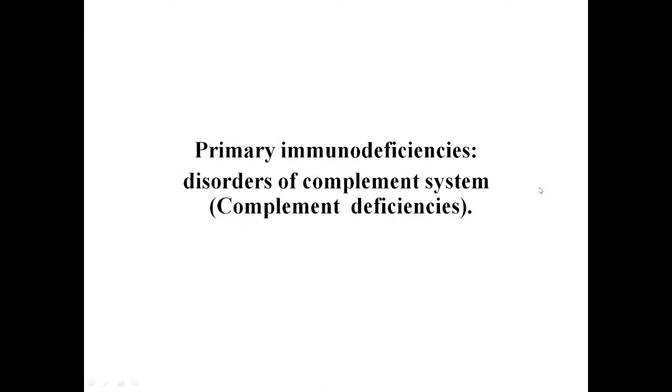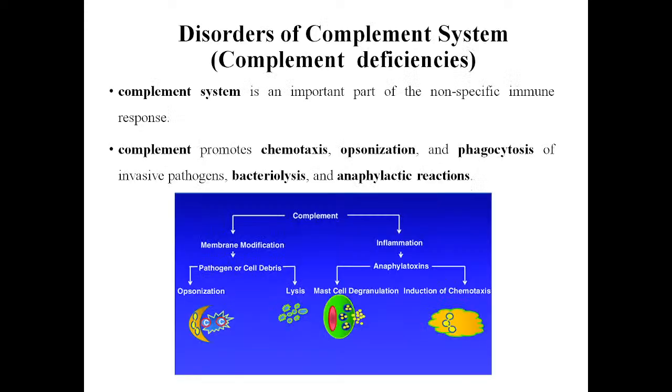Another type of primary immune deficiency is a disorder of the complement system, complement deficiency. Firstly, let's come back to our lecture where we talked about complement. What is complement? The complement system is an important part of the non-specific immune response. These are plasma proteins that are produced in the liver and present in non-active form.